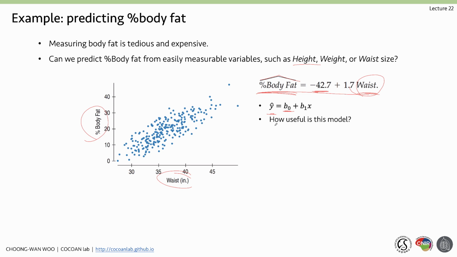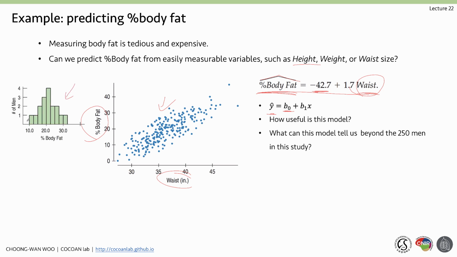The question we want to address is how useful is this model? What can this model tell us beyond the 250 men's data in this study? So, generalizability basically. And this is the histogram of percent body fat from this data. As you can see, more people are near the mean of percent body fat.